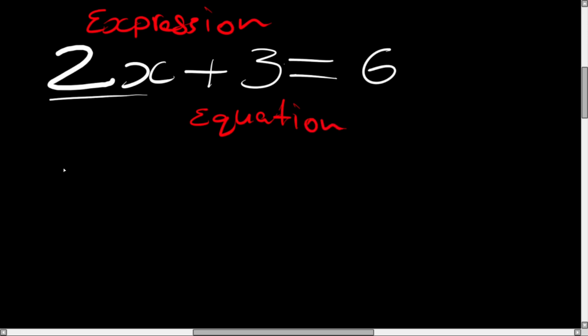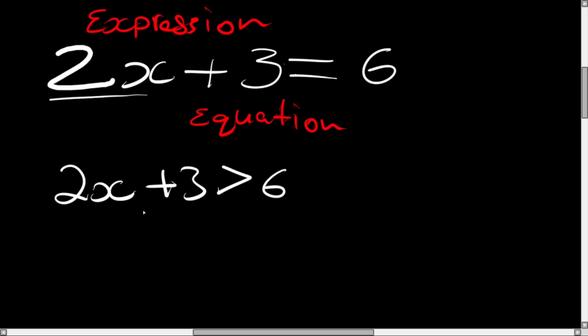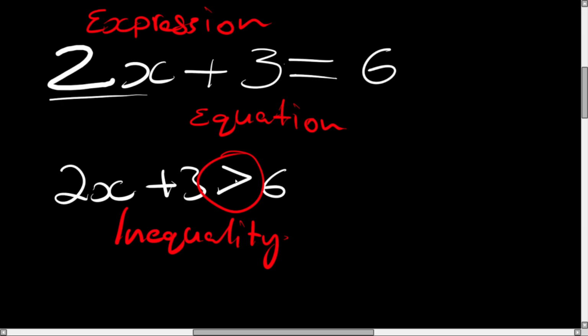Perfect. But then if we write 2x plus 3 is greater than, say, 6, then this becomes what we call an inequality. And inequality has a few more symbols, right? This is the symbol of inequality. This one is called greater than. We also have one facing this way, which is called a less than symbol. And then we have this one, which is called a greater or equals to symbol, right?